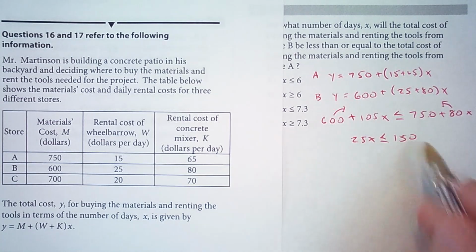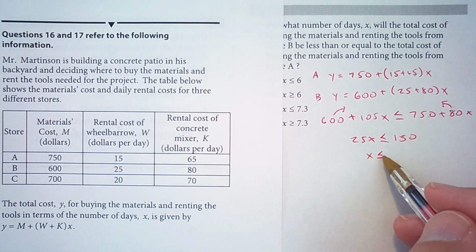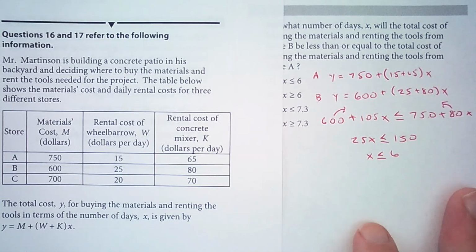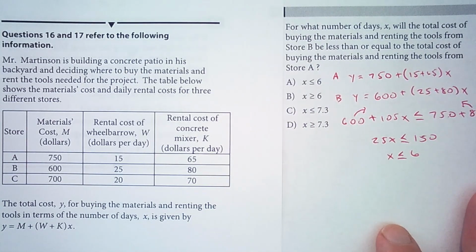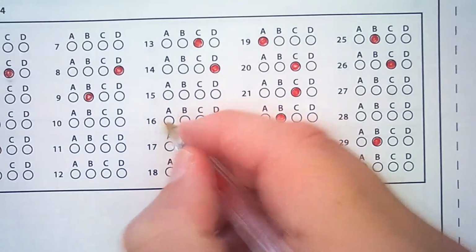And then I'll divide both sides by 25. Okay, 150 divided by 25, 25 goes into 150 6 times, so X is less than or equal to 6, so less than or equal to 6 days, and that is option A. So for number 16, we are choosing option A.